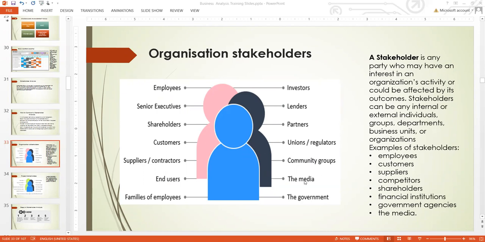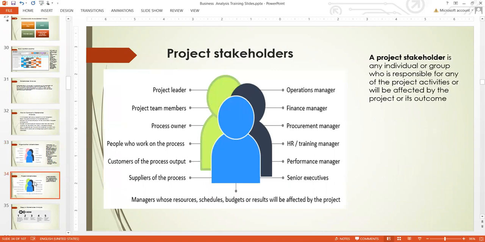You have the media. Media have the capacity to bring your company down within a short period of time. So you need to know how to manage your media, whether internal media or external media, which is newspapers and the rest of them. And then government, both local, state and federal government, and government parastatals and agencies. They have strong influence over how companies are being run. So these are various stakeholders. Within your projects, you must look at all these stakeholders you can bring in to become stakeholders within your project, based on the way your project is affecting them or them affecting your project. So it brings us to the project stakeholders.